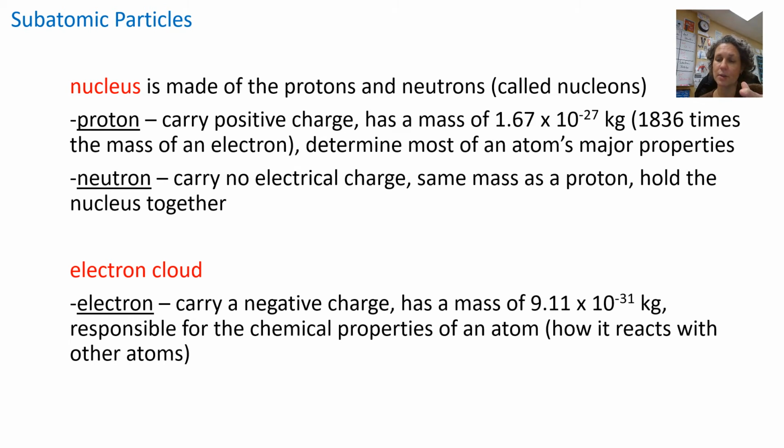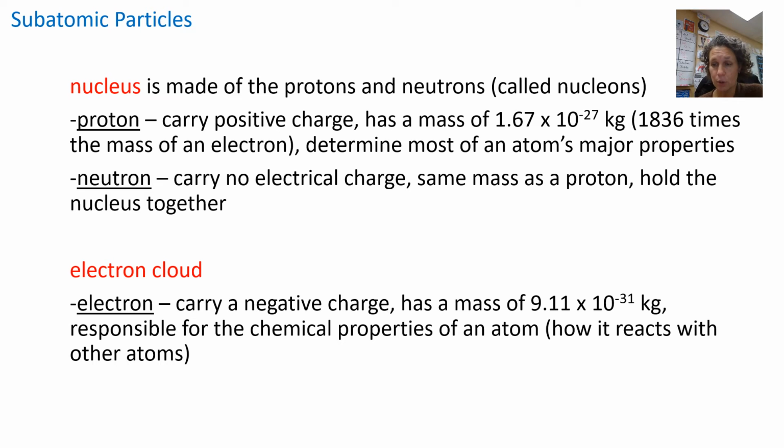They're the subatomic particles. They're smaller than an atom. And first off, in the nucleus, we've got the protons and neutrons. Sometimes your book calls these nucleons, so I threw that in there. That's not a term I will use, just FYI. Okay, so we've got the proton, positive charge. It has a mass of 1.67 times 10 to the negative 27th kilograms.